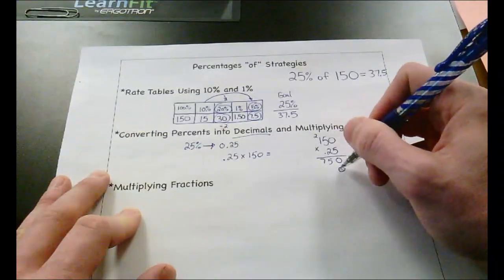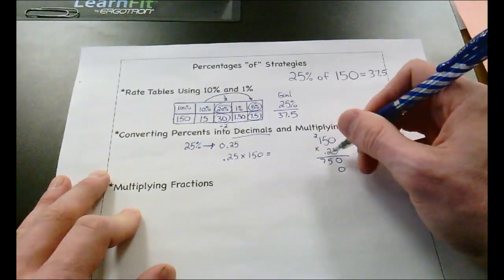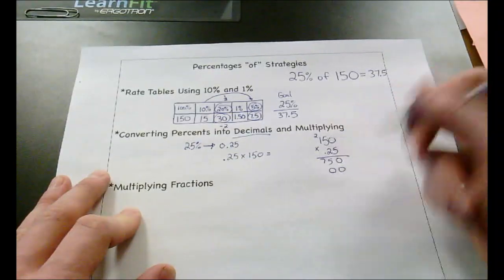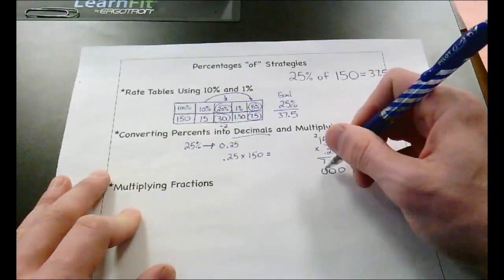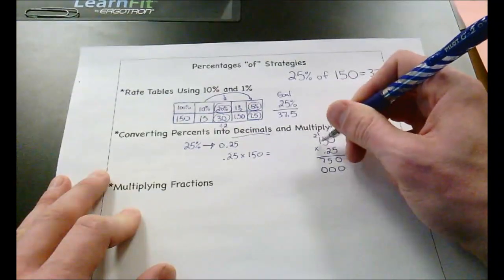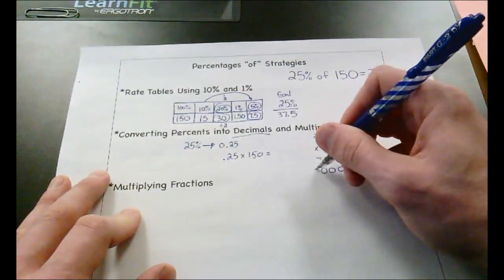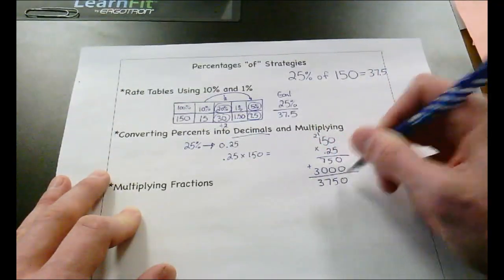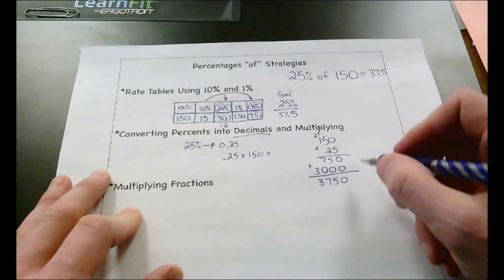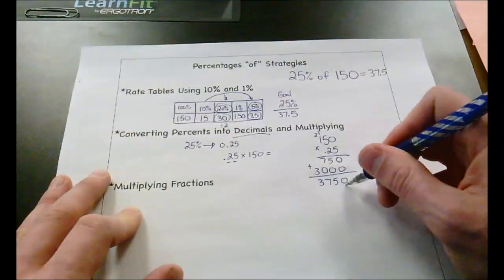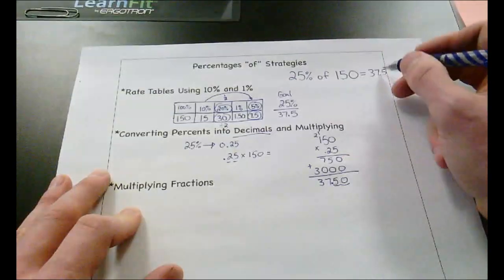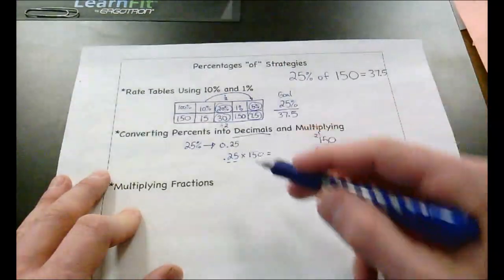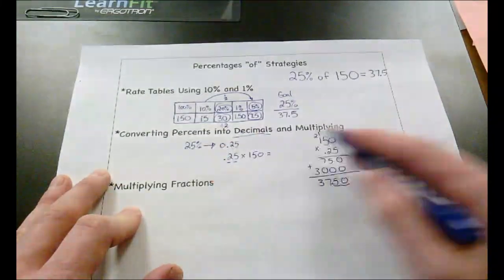Put a 0 here. I like to place a 0. I know you can just move over, but really it's multiplying by 20 here. 20 times 0 is 0. 20 times 5 is 100. 20 times 1, or 2 times 1 is 2, plus 1 is 3. We add these together. You get 3,750, but that's not right. We know that we have 2 decimal places, so we have to move our decimal back. And again, you get the same thing, 37.5, converting this percent into a decimal and then just multiplying.